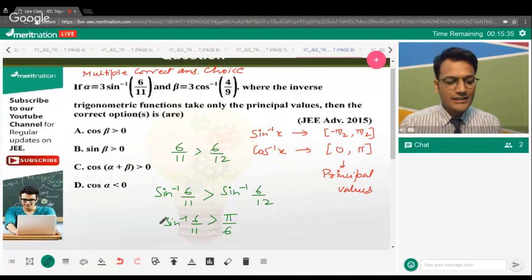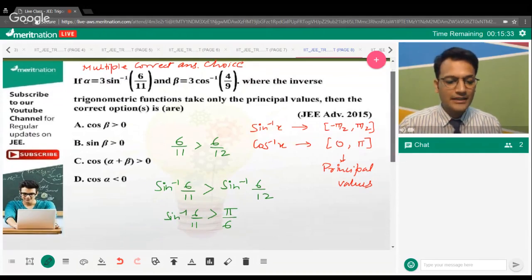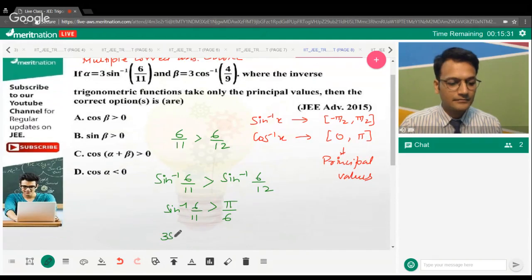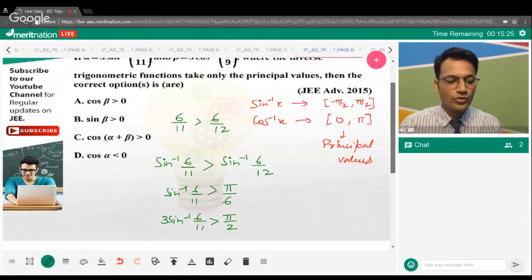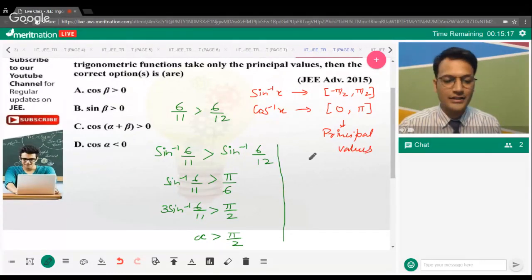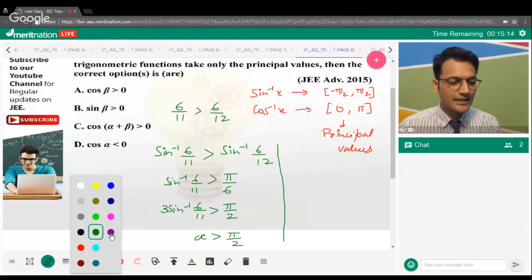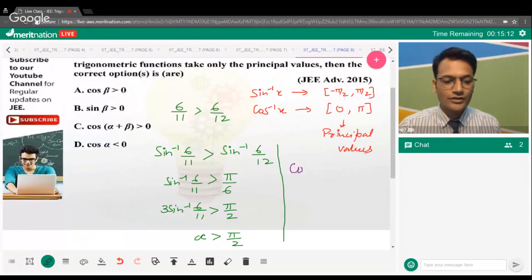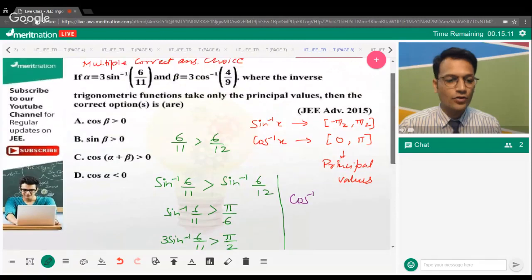Now, if we know this, if I multiply it by 3, I can say 3 sine inverse 6 by 11 will be greater than pi by 2. Or this actually means alpha is greater than pi by 2. So from here, what we know is alpha is greater than pi by 2, just greater than pi by 2. And similarly, we can also talk about the values of cos. The question was referring to cos inverse 4 by 9.